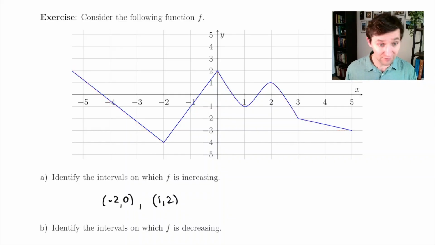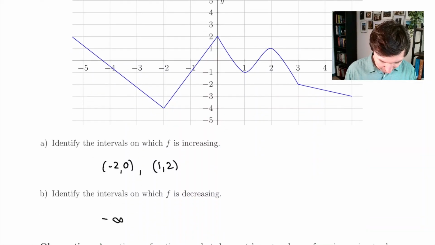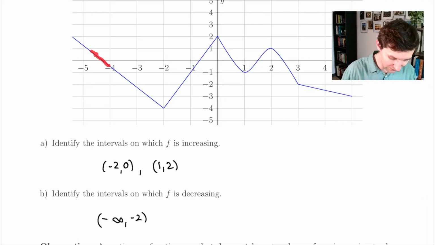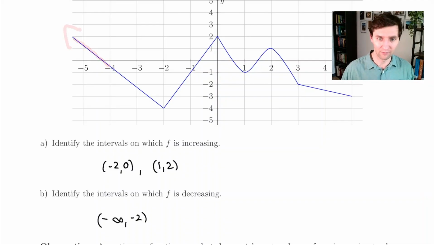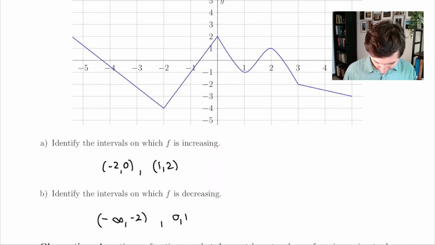The associated intervals are the interval from -infinity to -2. I'm assuming here that the function continues its behavior this way. Then the second place is from 0 to 1. And the final interval is from 2 to 5.